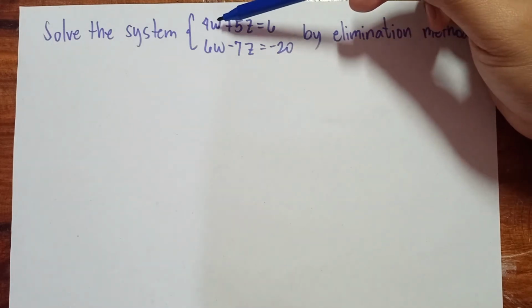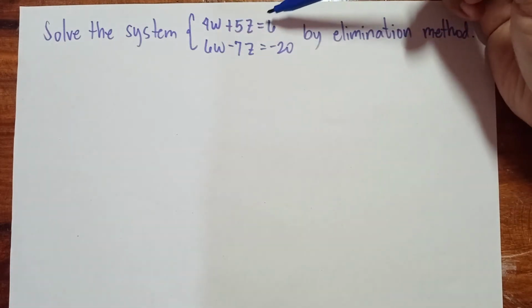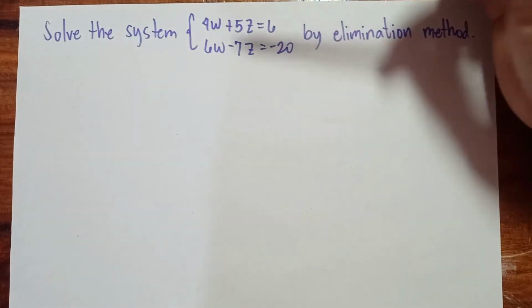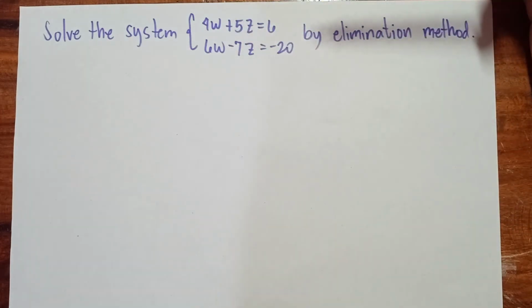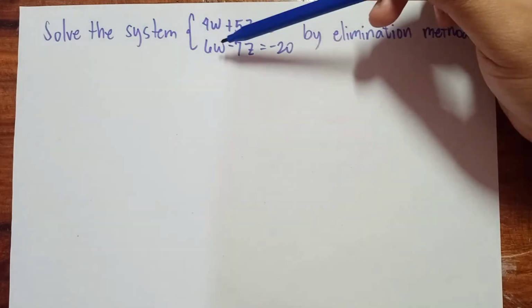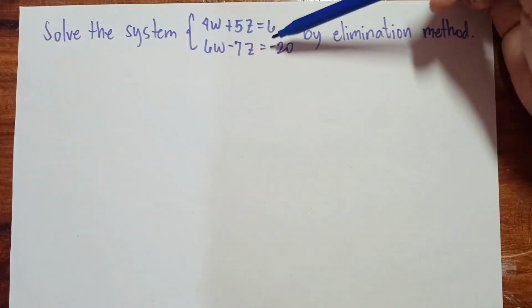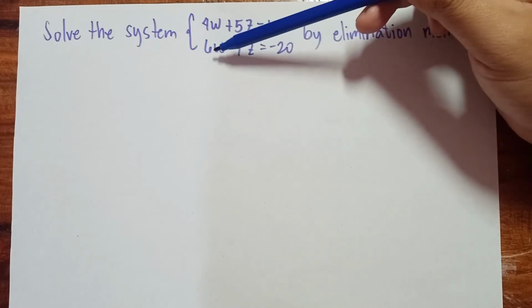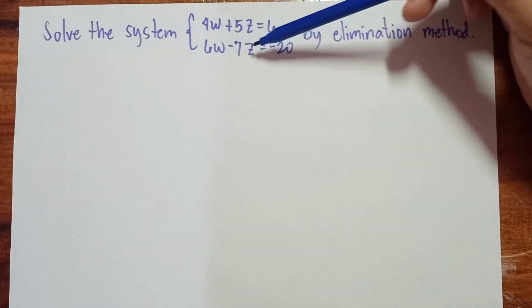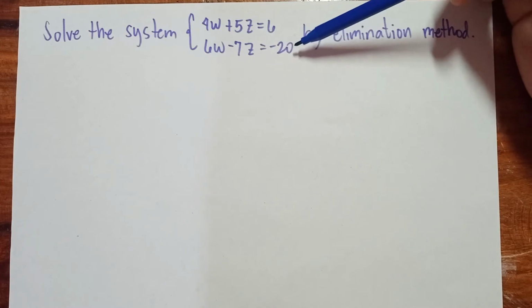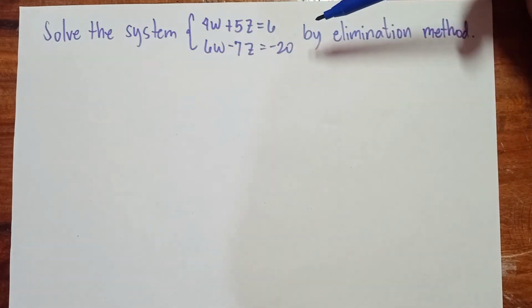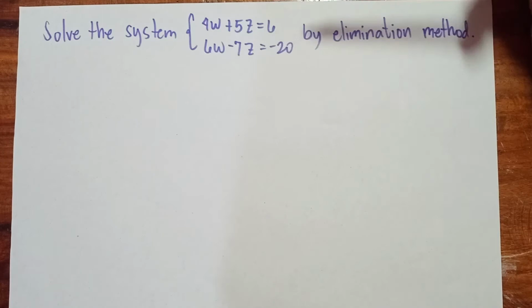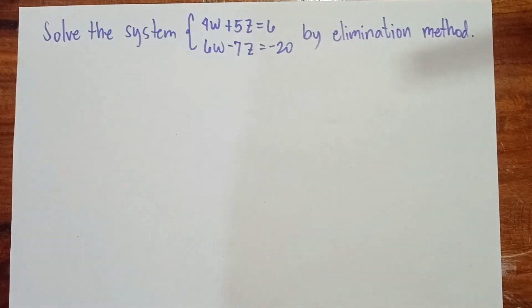So, we have here 4w plus 5z equals 6. So, the constant is on the right side of the equation. So, this is now in a standard form. How about the second equation? So, we have here 6w minus 7z equals negative 20. So, w yung naunang term, followed by the term na may variable na z, then yung constant is nasa right side of the equation. So, tama, nasa standard form na din. So, no need na to change or rewrite this into a standard form because naka-standard form na yung given nating linear equations. So, punta na tayo sa next step.